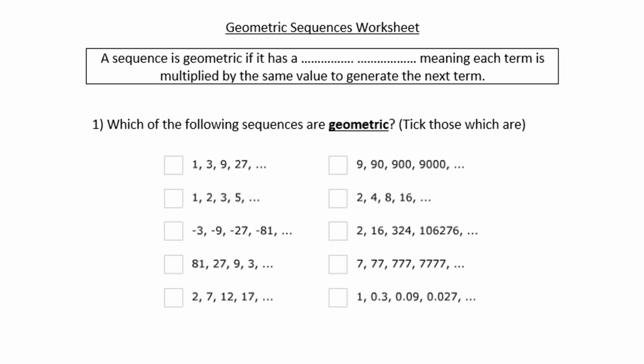The other thing you need to do is fill in the missing words up there. So a sequence is geometric if it has a, and the answer was on the previous slide. See if you can remember it.